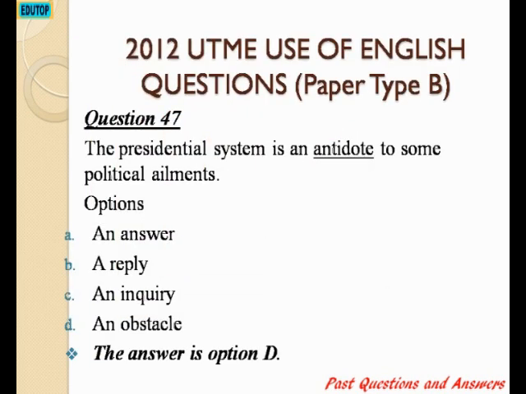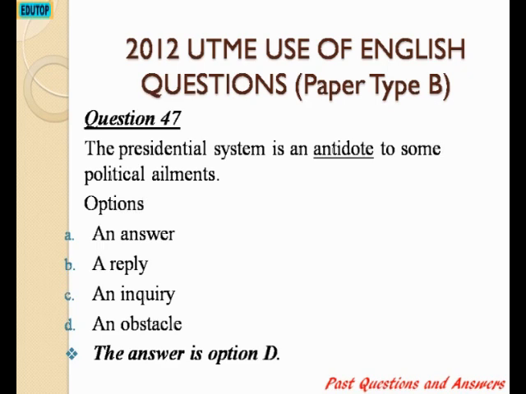Question 47. The presidential system is an antidote to some political ailments. The underlined expression is antidote. An antidote means something that corrects or improves the bad effect of something. So we have option A, an answer. An answer is synonymous to antidote. A reply, an inquiry. An inquiry could be close to this, but not so close to antidote. But we can actually use it as a replacement depending on the context.